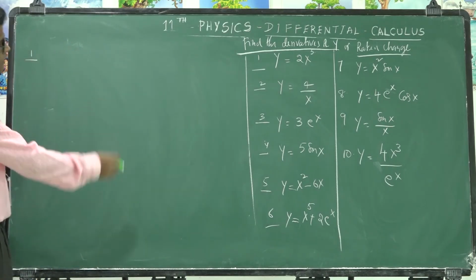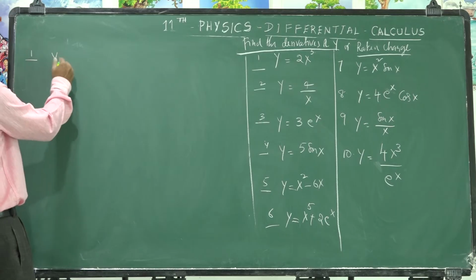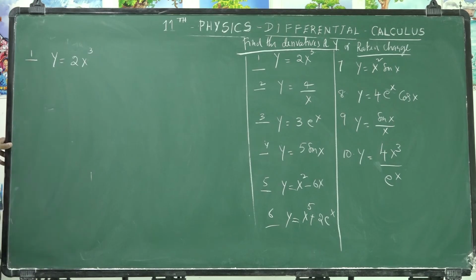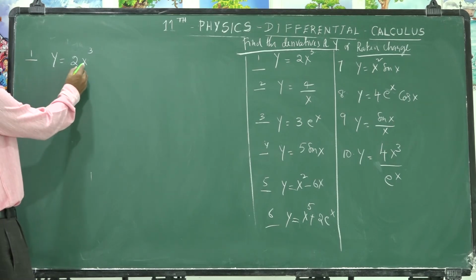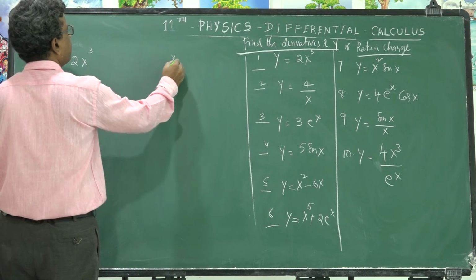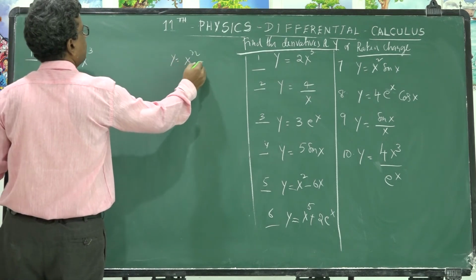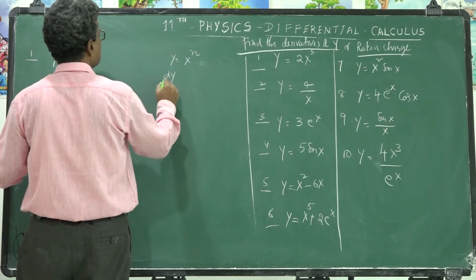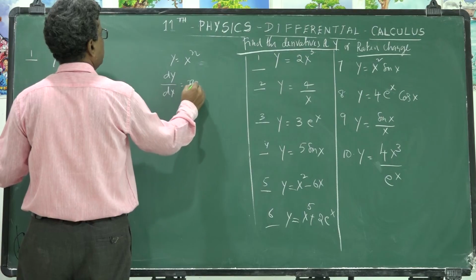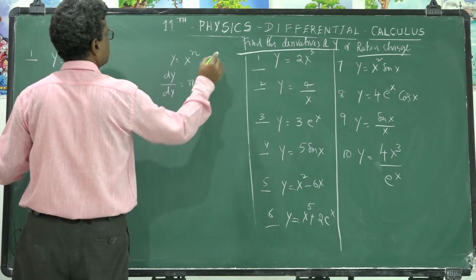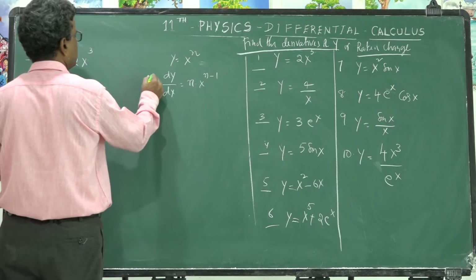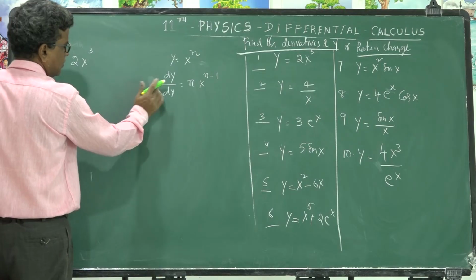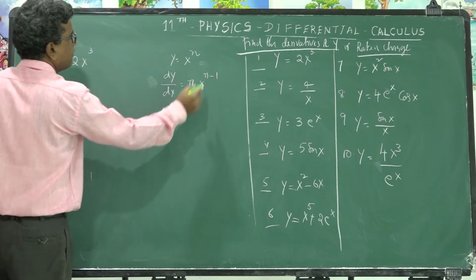Now see the first one, y is equal to 2x cube. Here 2 is a constant, so you keep it as it is, x cube. This is in the form of y equals x to the power n. So what we have, dy by dx is n into x to the power n minus 1. This is formula number 1.